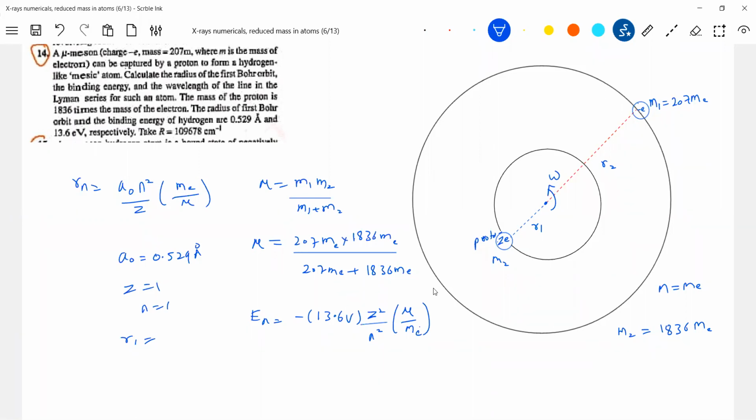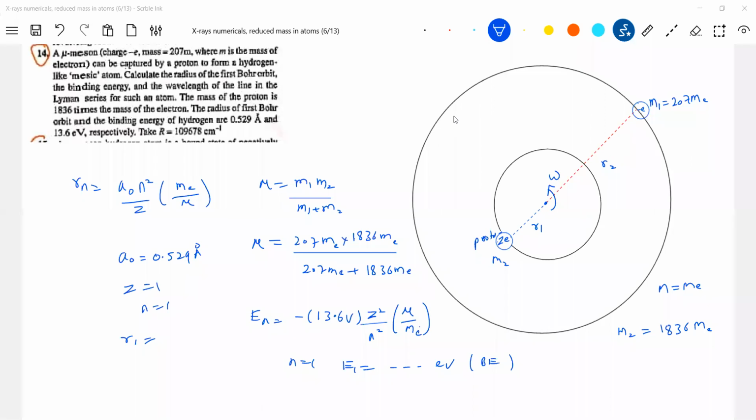Binding energy means what shall I do? What is the meaning here? Binding energy is telling the energy with which the electron will be bound to this particular atom. So put n equal to 1. What you get as energy, that is the binding energy. What you calculate will be the binding energy in electron volts. After this it is asking the wavelength of the line in the Lyman series. What is the charge of the proton? Equal to plus e, no? So Z equal to 1.